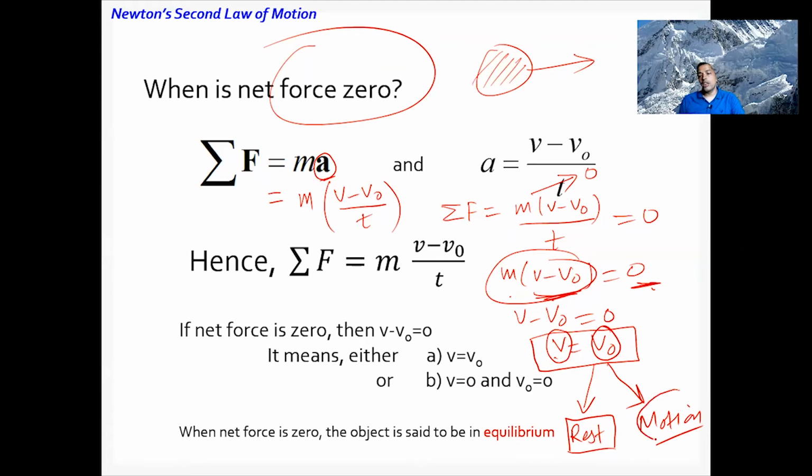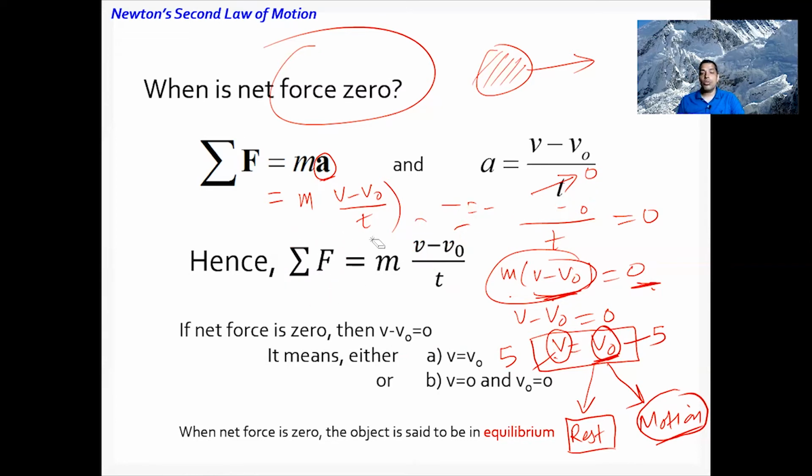The other thing is that even in motion, v can be equal to v0. What is that condition called? That condition is called constant velocity, meaning the initial velocity is, let's say, 5, and the final velocity is 5, meaning you have constant velocity. Then you get v equals v0, right? So in that case, 5 minus 5 is 0. Did you see that? It means the net force is 0 when the velocity is constant.